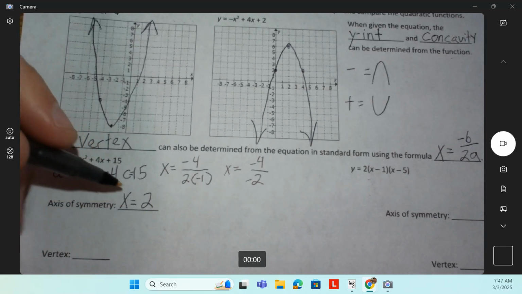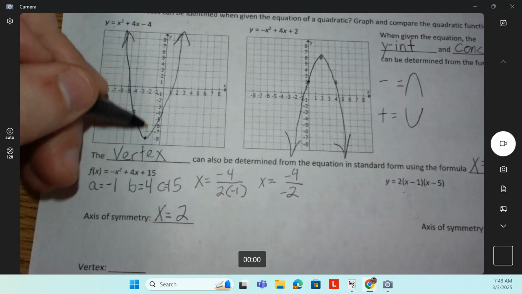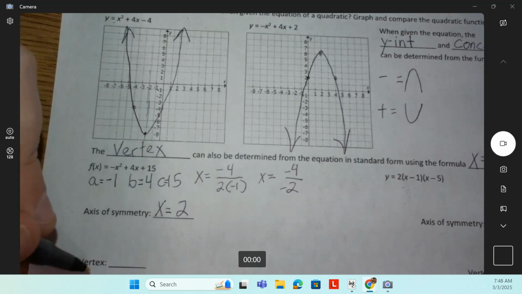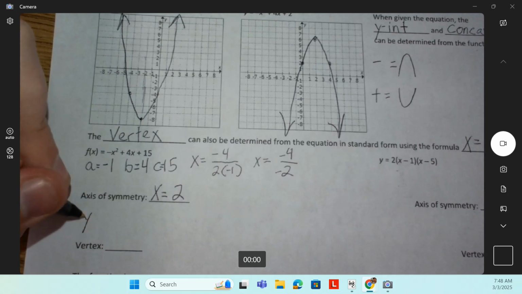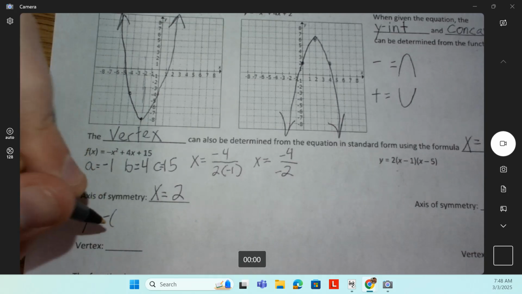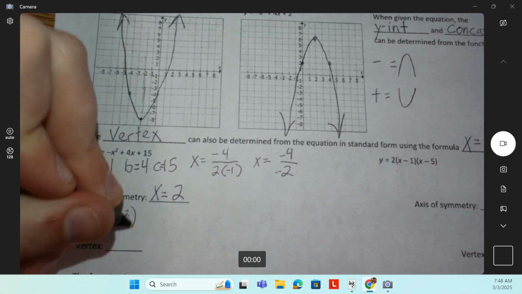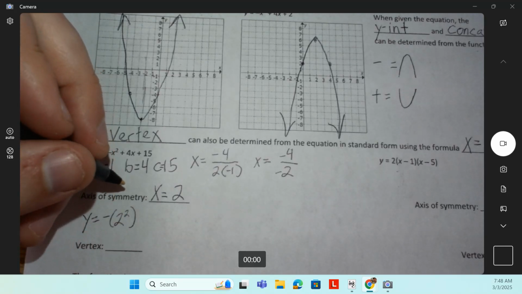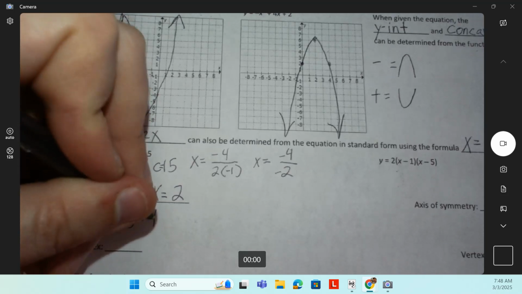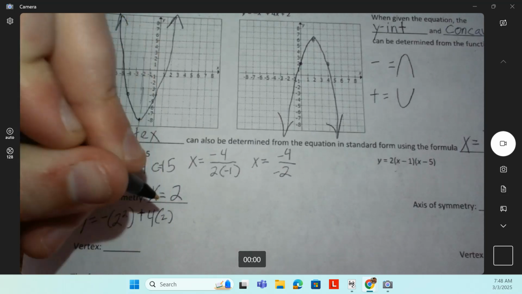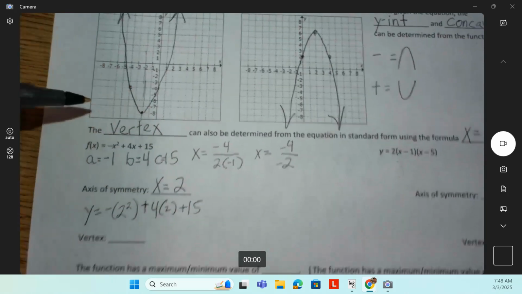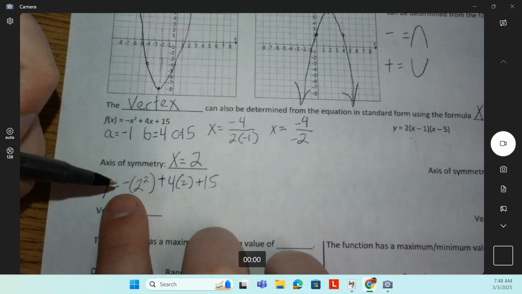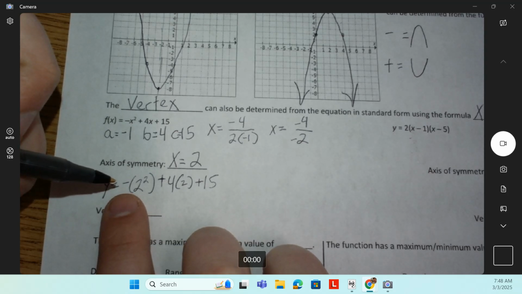And then if I know where that axis of symmetry is, like here for instance, I can use that to find my vertex just by plugging in a 2 for x. So y equals negative 2 squared plus 4 times 2 plus 15. And when you do this, make sure you're only squaring the 2, not the negative. It'll give you a very different answer if you end up squaring the negative as well.